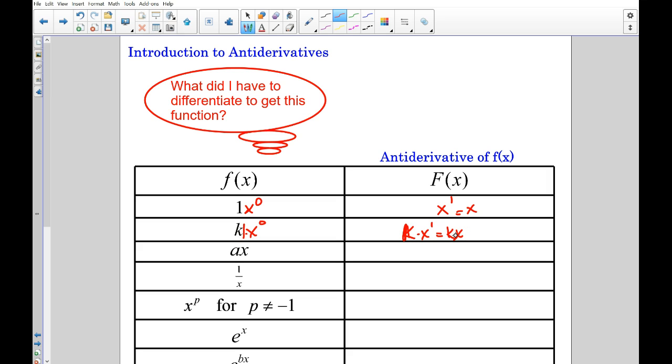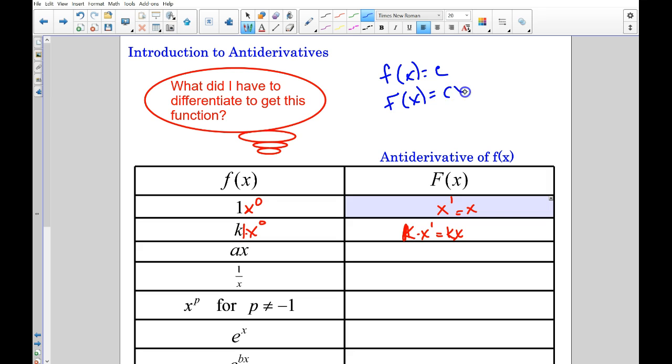In other words, what these two are telling us is that if I have a function that is just equal to a constant c, the antiderivative of that is c times x. So again, I'm undoing differentiation. If I differentiate cx, then I would get c, just that constant. If I antidifferentiate, I'm increasing by a power of x, at least in the case of polynomials.